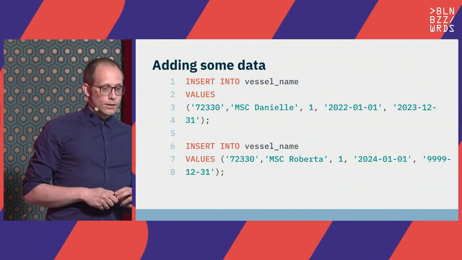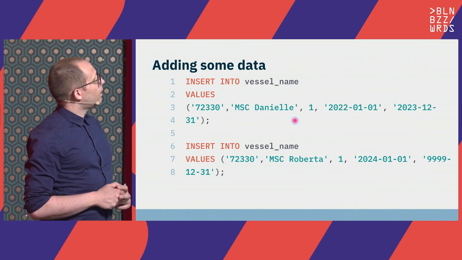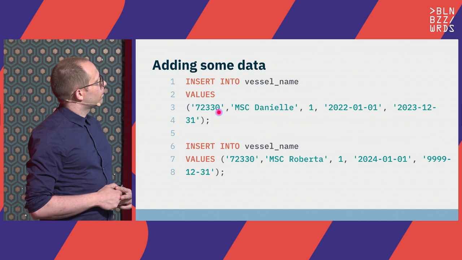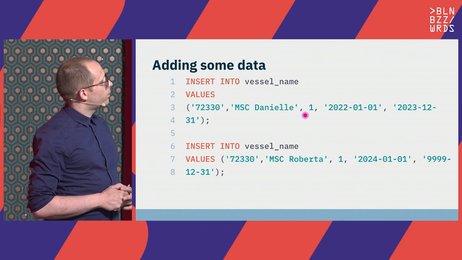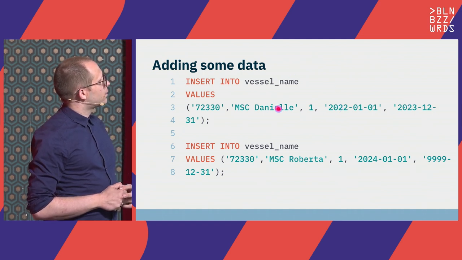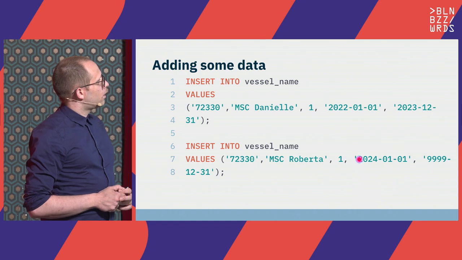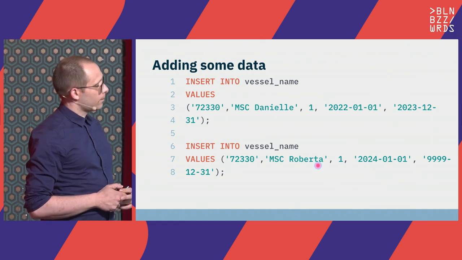Let's add some data to that table. We insert into vessel name the values. This is the vessel code, the name, the vessel ID for our foreign reference, from 2022 to the end of 23. It is called MSC Danielle. And as we had in our example, from 2024 on, it will be called MSC Roberta.